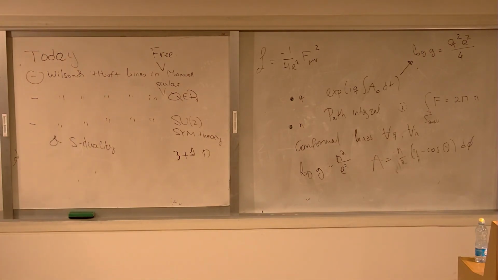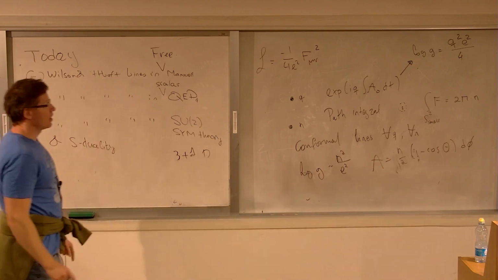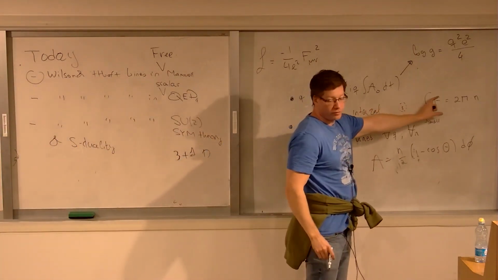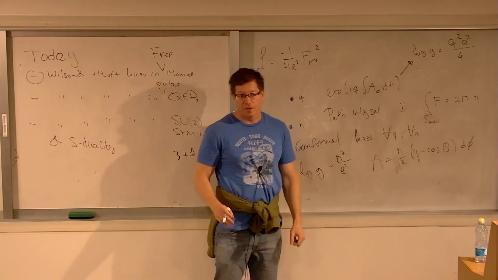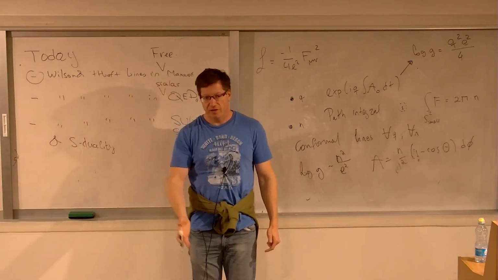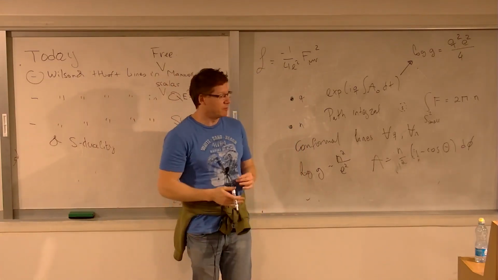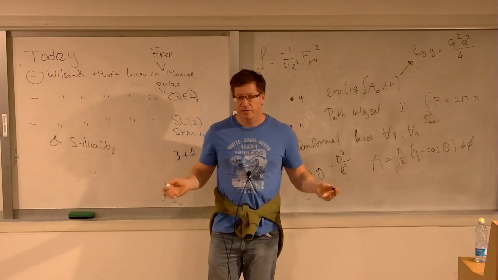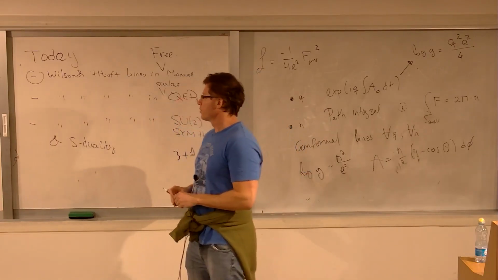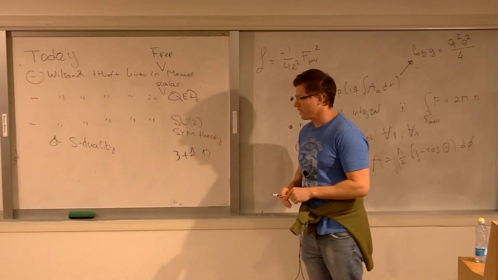So yeah, you can use the dual gauge field to define this as a Wilson line for the dual gauge field. But the bottom line is that in Maxwell theory there are infinitely many conformal lines labeled by n and q, and you can also fuse them. And they're all, as I said, conformal, and there is also this electric-magnetic symmetry.